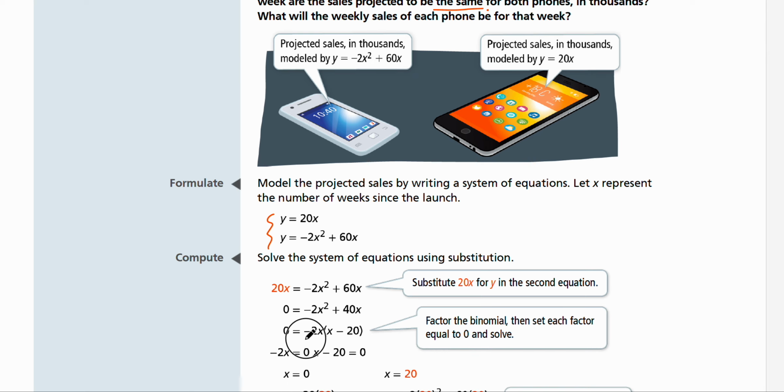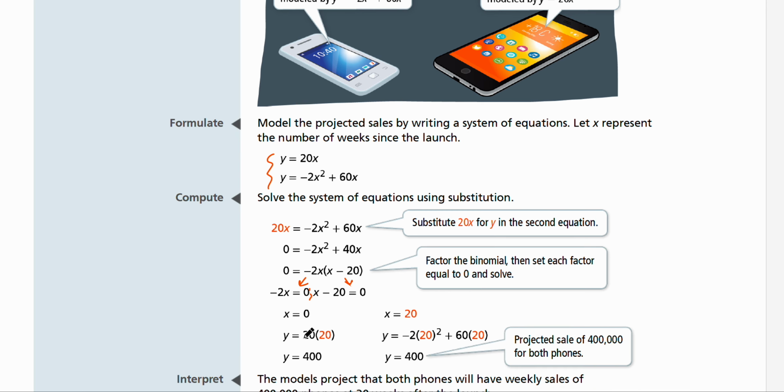So you have two equations. Negative 2x could be 0, or x minus 20 could be 0. So these are two separate equations. So x can be 0 or positive 20. So plug those numbers in, substitute it again into any equation, probably the first one because it's easier. 20 times 0 is 0, right? 20 times 20 is 400. So of course, if we don't sell anything, the projected sale would be the same, 0, right? 0, 0 is a very common point for application problems like this.